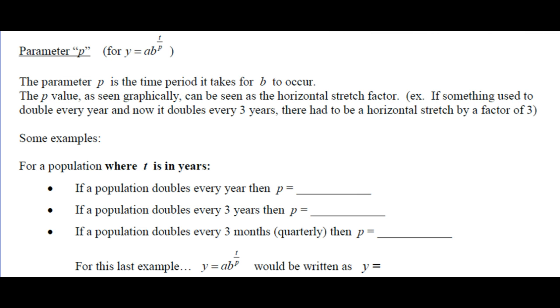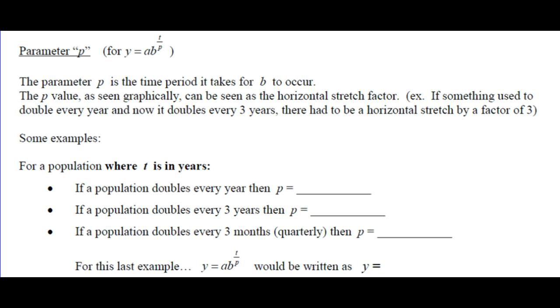Parameter p. The parameter p is the time period it takes for b to occur. The p-value, as seen graphically, can be seen as a horizontal stretch factor. Example, if something used to double every year and now it doubles every 3 years, there had to be a horizontal stretch by a factor of 3.